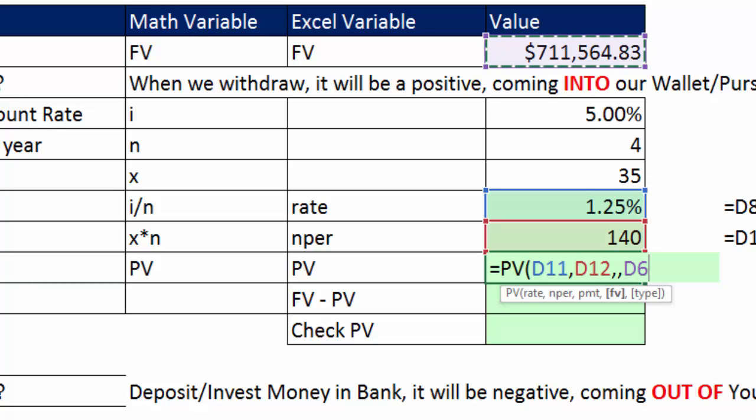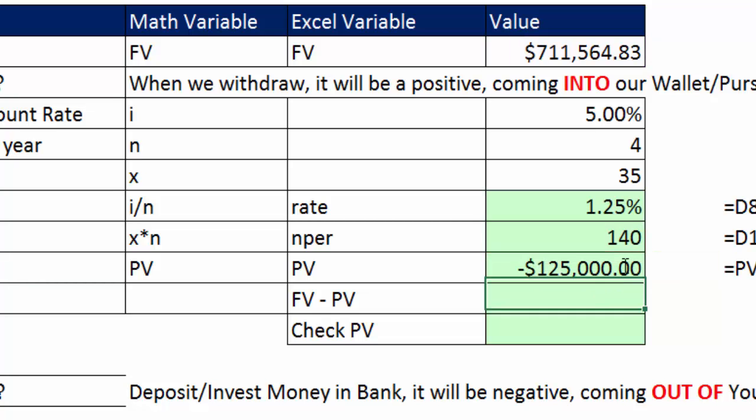We don't need type because that's associated with the PMT argument. As we saw last video, we simply leave it off, and we make sure to type that extra comma for PMT. We're leaving it out. We're skipping it. Next video, we'll see how to use that argument. And that argument, of course, is when you're putting money in regularly. All right, so there it is. Present value and enter. It says, hey, 125,000 out of our pocket and into the bank.